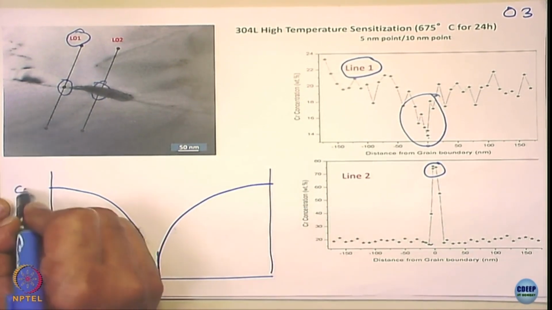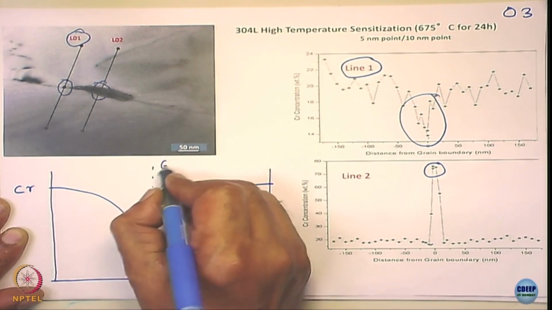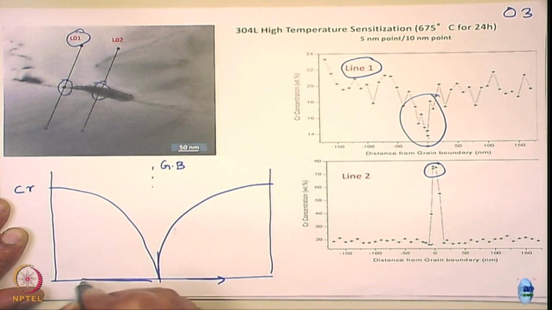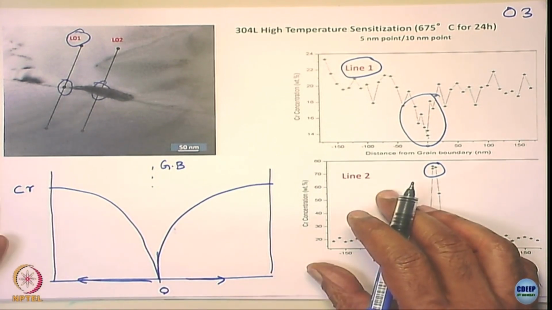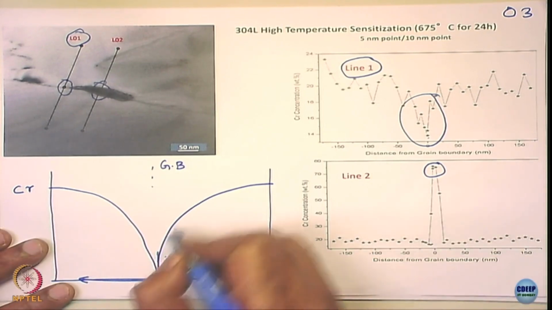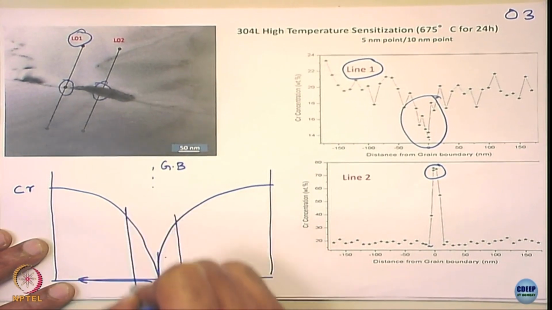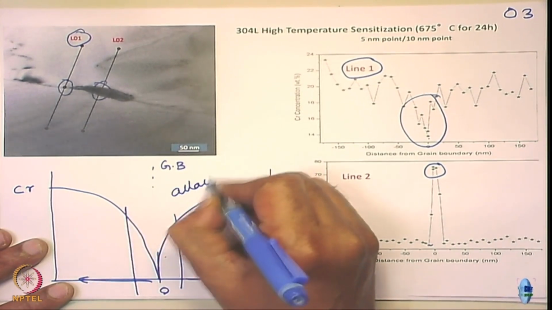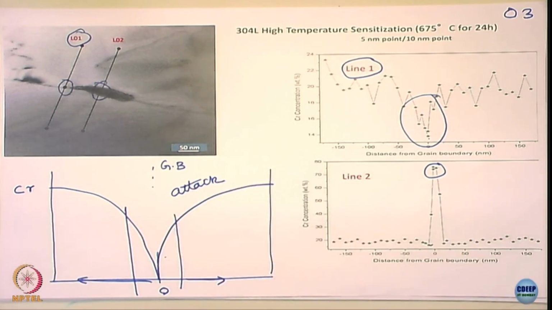See chromium percentage, this is the grain boundary, it moves like this here, okay. You know very well the corrosion rate depends upon the chromium content. What will happen? So you are going to have somewhere in this region, what happens? There is going to be severe attack of the grain boundaries.